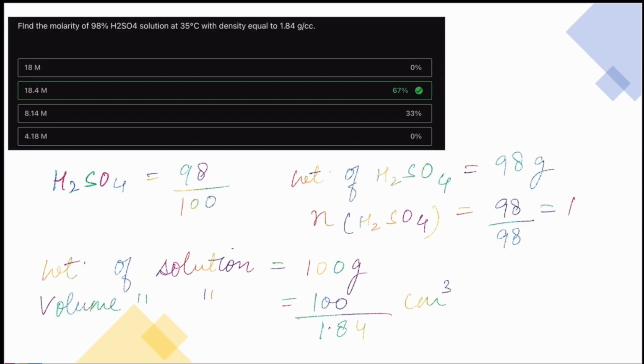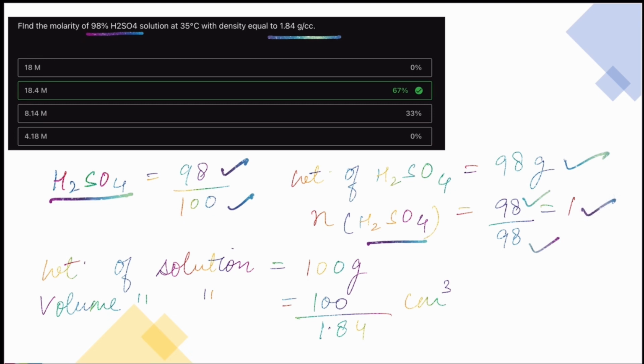Find the molarity of 98% sulfuric acid solution at 35 degree centigrade with density equal to 1.84 gram per centimeter cube. अब 98% सल्फ्यूरिक एसिड मतलब हो गया 98 divided by 100. 98 is the weight of sulfuric acid and 100 is the weight of solution. So weight of sulfuric acid is 98 gram. So moles of sulfuric acid will be equal to weight of sulfuric acid, that is 98, divided by molecular weight of sulfuric acid, which is also 98. So 98 divided by 98, number of moles of sulfuric acid is 1 mole.